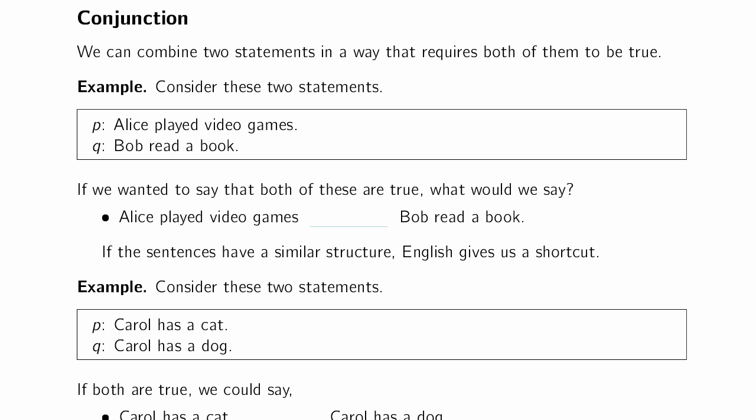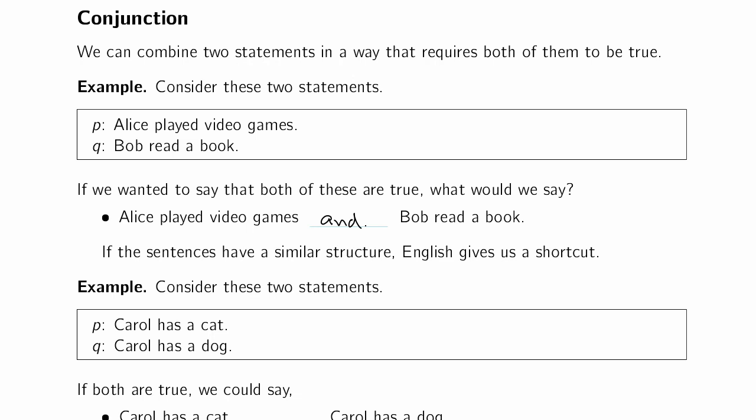We can combine two statements in a way that requires both of them to be true, and that is called conjunction. So suppose we have two statements. Alice played video games. Bob read a book. If we want to say that both of these statements are true, what would we say? Well, we would say Alice played video games and Bob read a book, right? We would put the word "and" in between the two sentences.